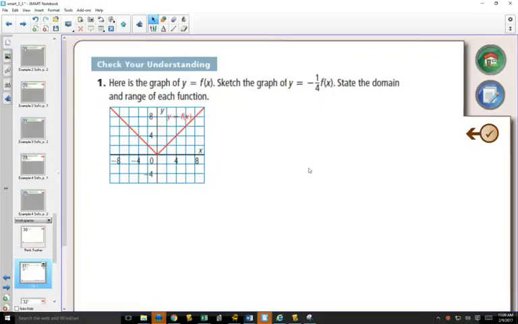So we're given the original graph here, and we want to sketch the graph of y equals -1/4 f of x. So we're going to do that new graph in blue. One of the things that we notice is that our original function was f of x. I'll highlight it here. Here's our original function. Here it is in our new equation.